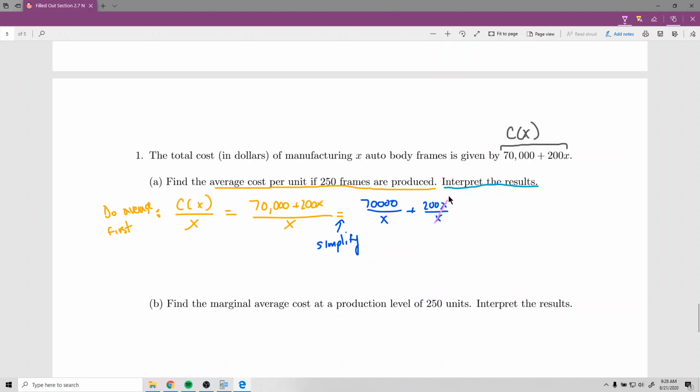Now to simplify, we can cancel the x's out, and then we want to bring this x up. And just like last time, the power on here is 1, so when we bring it up, it will become -1. So we get 70,000 x to the -1 power plus 200. That is the simplified average cost function.